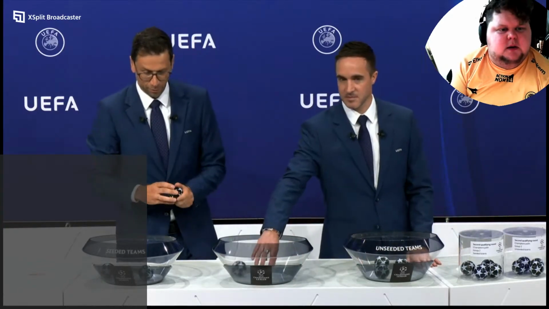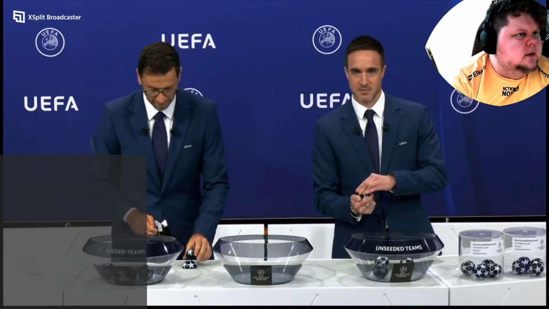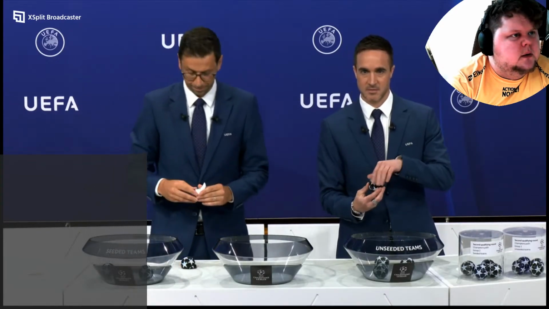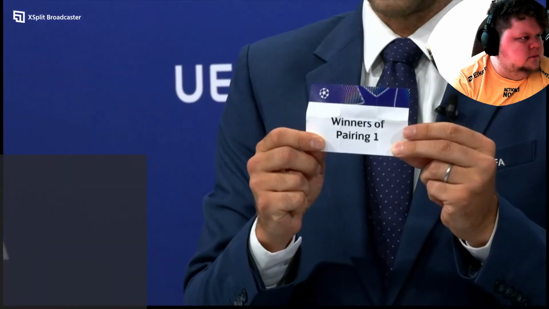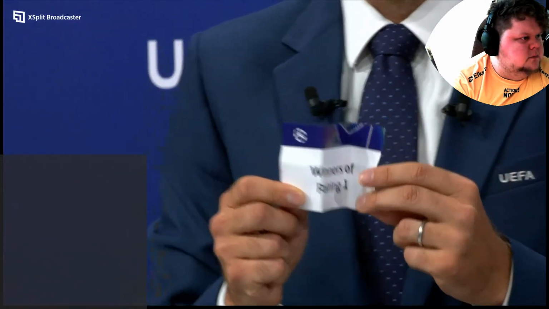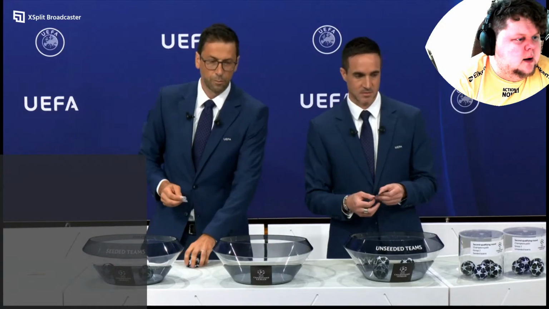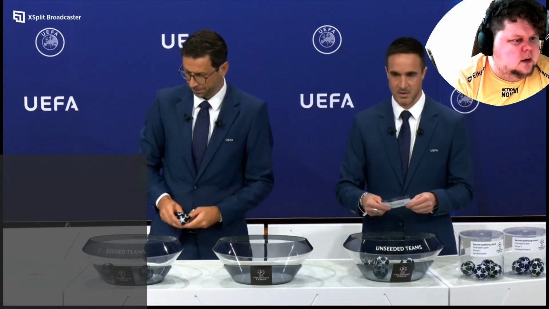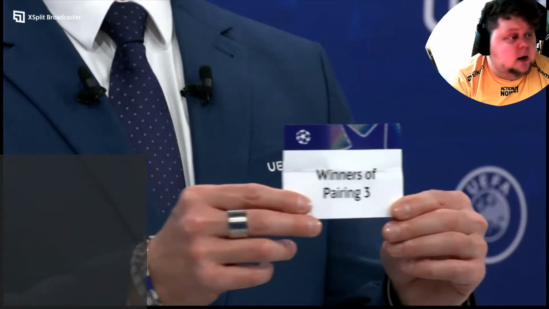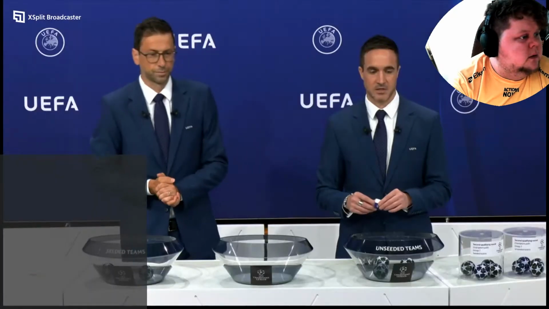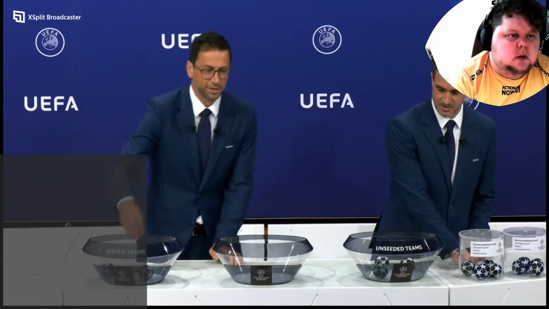Let's see who will be first drawn in this second qualifying round and who will play the first leg at home. And we start with the winners of pairing 1. So PFC Ludogorets 1945 Bulgaria or FC Dinamo Batumi from Georgia. And their opponents will be the winners of pairing 3. So either FC Dinamo Minsk or FC Punic. Good start. We keep on.